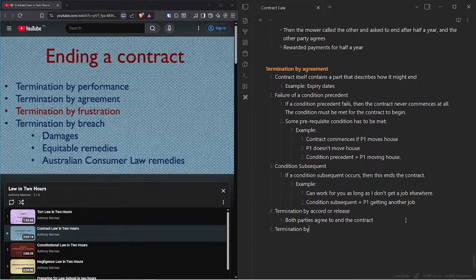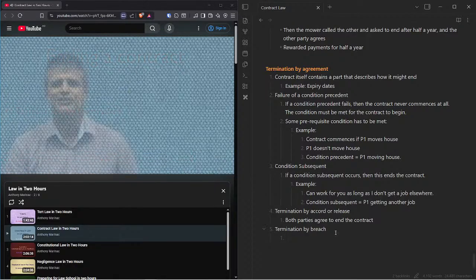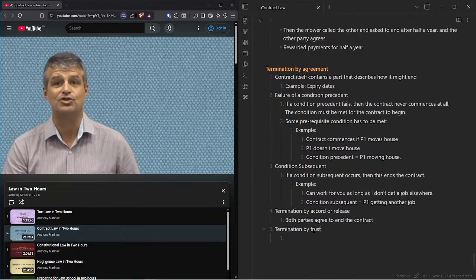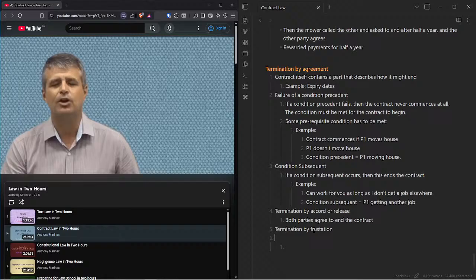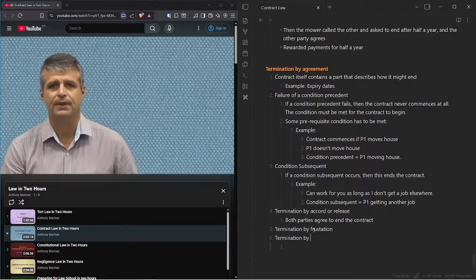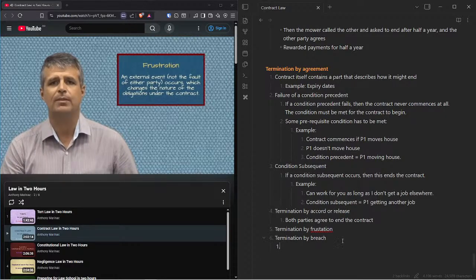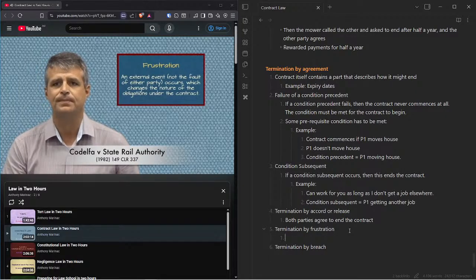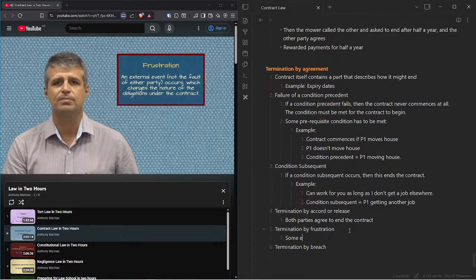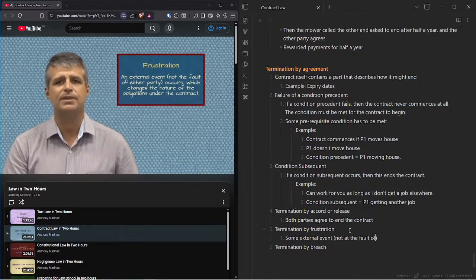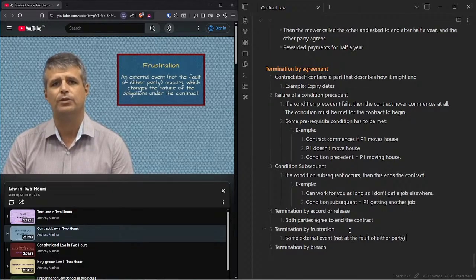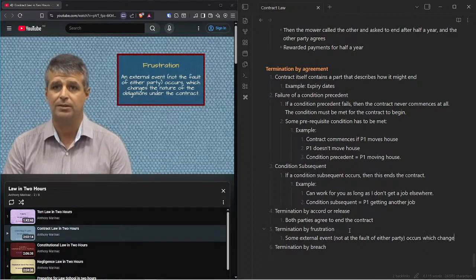Next, we're going to turn to termination by frustration. Frustration, of course, is an emotion which most law students know well. But in contract law, it has a particular meaning. Frustration occurs when some external event happens, something outside the control of either party. But the effect of that is to completely change the nature of the bargain, so that now the party's obligations under the contract mean something completely different to what the parties understood when the contract commenced.